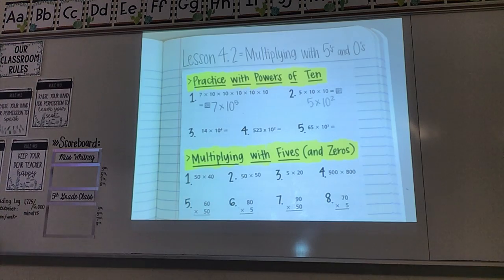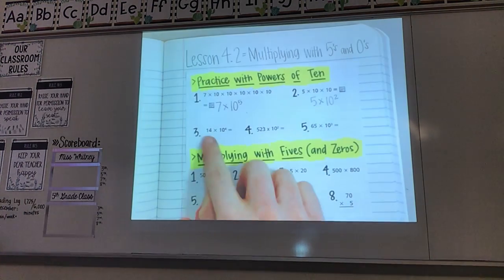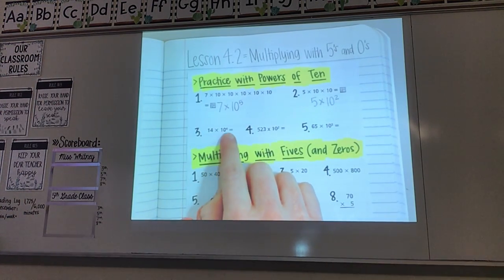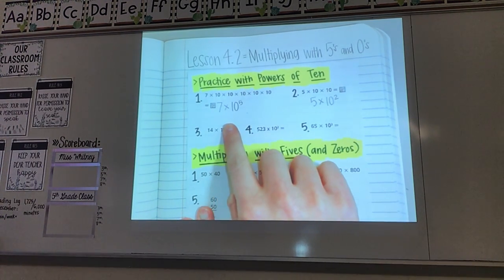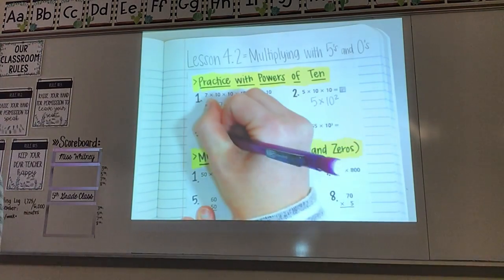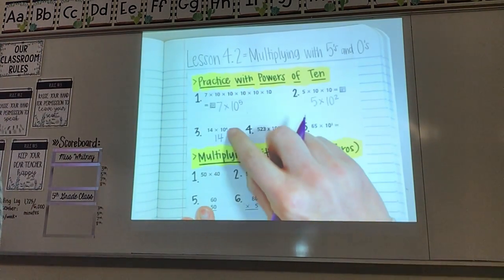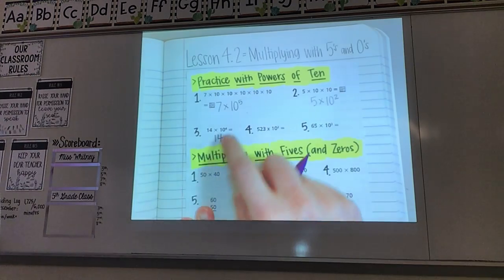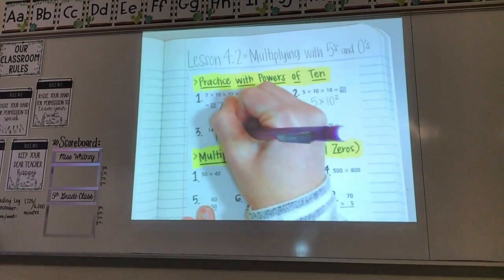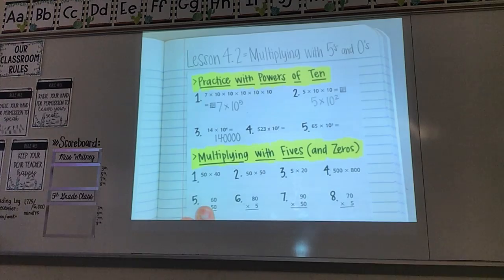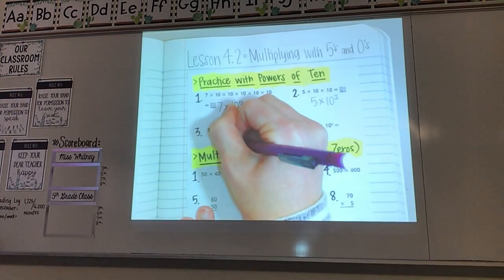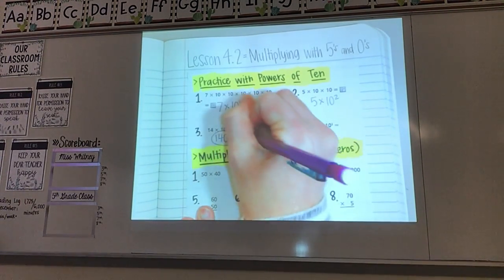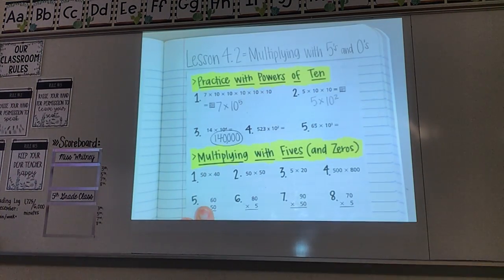Alrighty, let's go down here and work with some exponents. On number 3, we have 14 times 10 to the power of 4. Remember, we're using that zeros trick, so cover up that 0. 14 times 1 is just 14. And then my power of 10, my exponent, tells me how many zeros. So how many zeros do I need to add behind my 14? 4 of them. So 1, 2, 3, 4. And then I need to get my comma in the right place. It should go right here, 140,000.